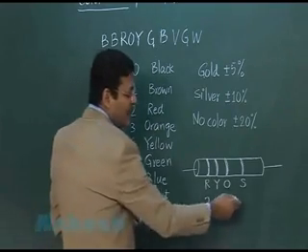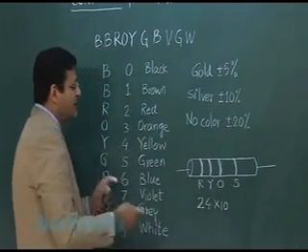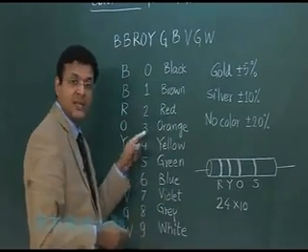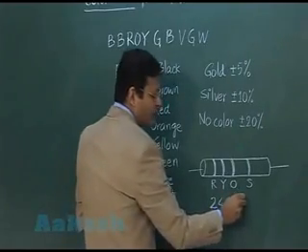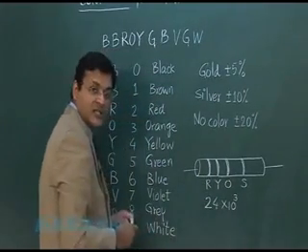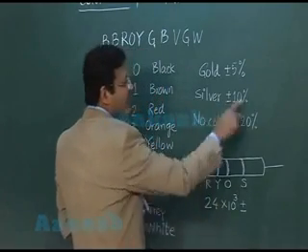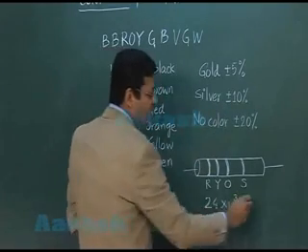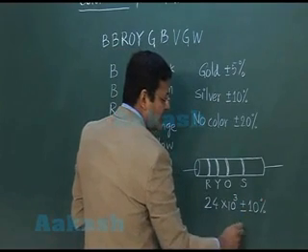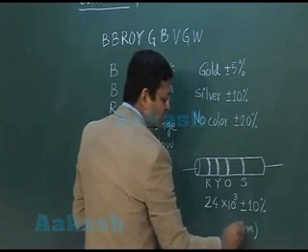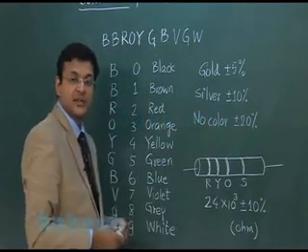The value of the power will be decided by this third color. For example, here orange has number 3. So this power will be 3, indicated by this orange. And then plus minus, silver stands for 10% tolerance, plus minus 10%. This is the value of the resistance you have here.